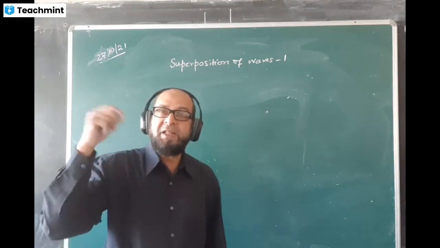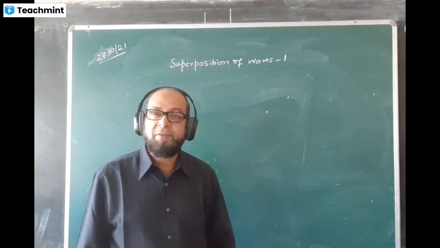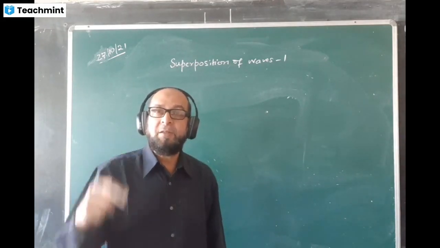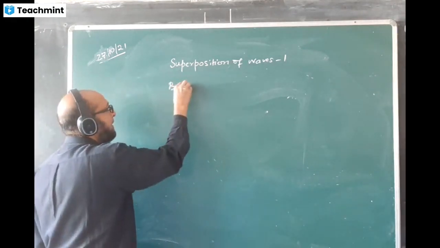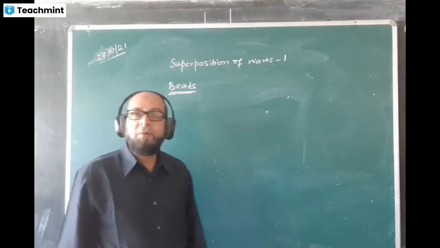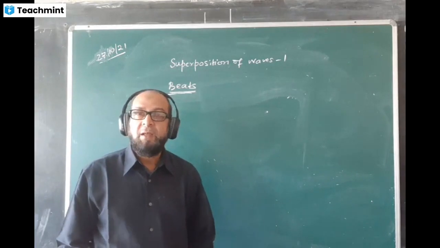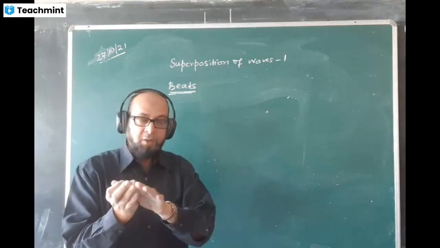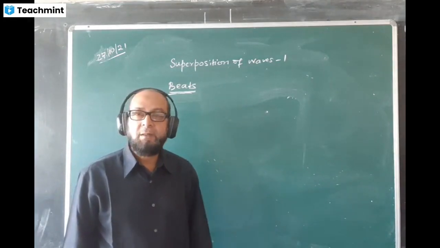There also the variation takes place, but in the amplitude of the resulting wave. And the phenomenon is called beats. That time the phenomenon becomes beats. B-E-A-T-S, beats. Beats are formed when the two waves have slightly different frequencies, and the two waves are superposed or mixed to get maxima and minima. Then it is called beat.